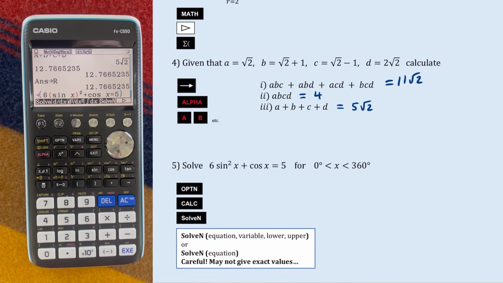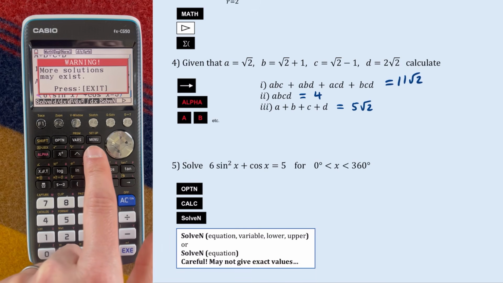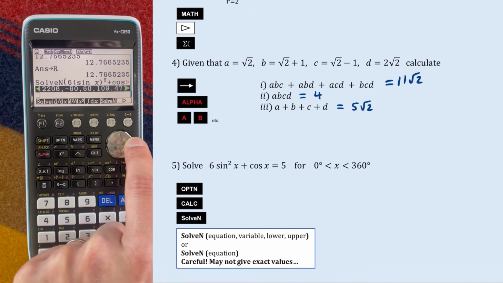Now when I press execute, it does something quite scary, and it says, more solutions may exist. So it may not give exact values and it may not give all of the solutions, but it's really good to check if there's any that you've got missing. So I'm going to press exit, and then it's got all of these different solutions, and you can just scroll across and it will tell you all of the solutions to this equation. But we only want the ones between 0 and 360.